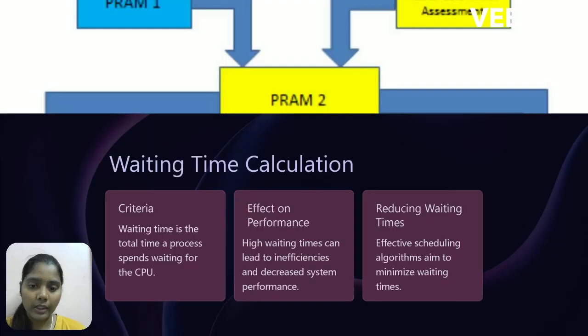Waiting time calculation. There are criteria, effect on performance, and reducing wait times in waiting time calculations. In criteria, waiting time is the total time a process spent waiting for the CPU. In effect on performance, high waiting times can lead to inefficiencies and decreased system performance. Reduced waiting times: efficient scheduling algorithms aim to minimize waiting times.